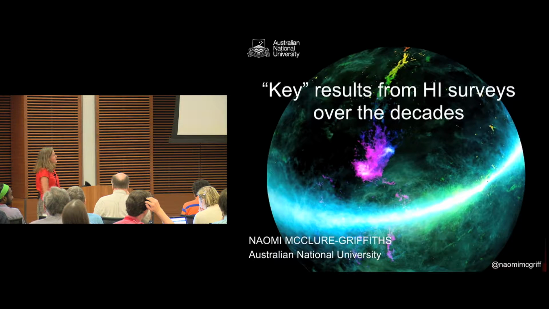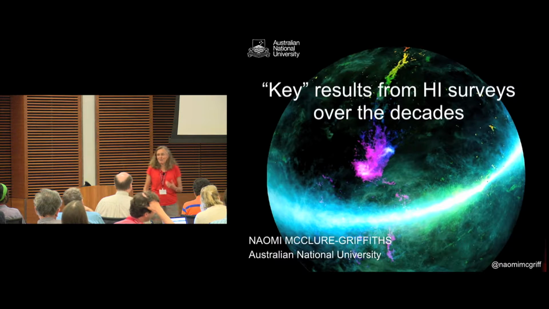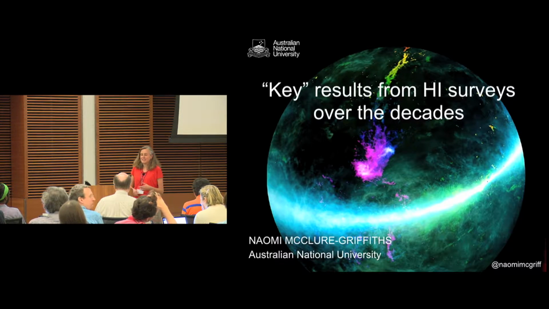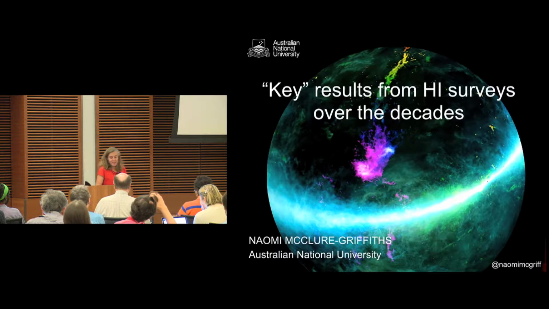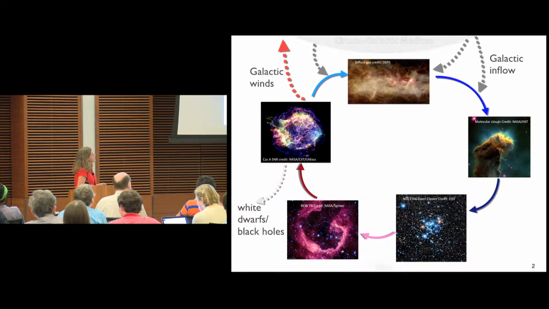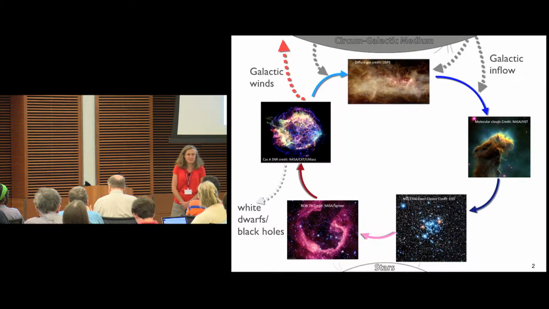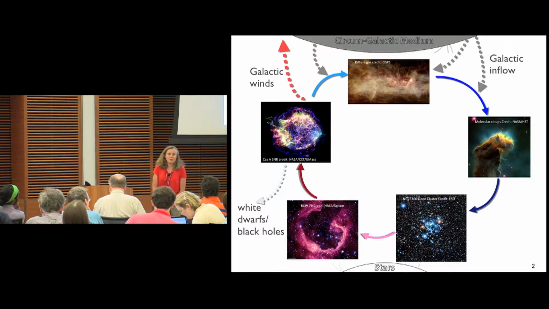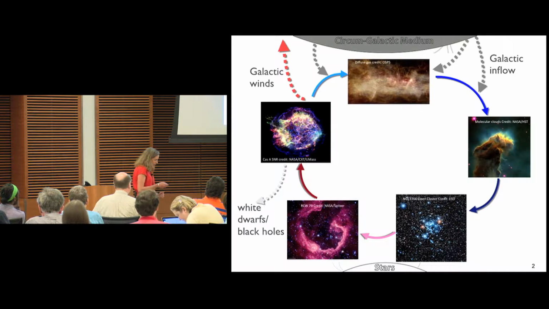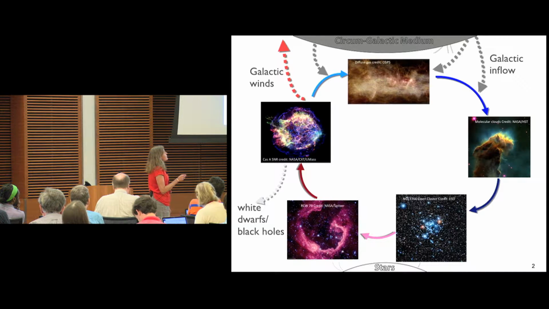So I'm going to talk about key results, key being as defined by me, over the decades, which really is largely limited to the decades of which I have experience. So atomic hydrogen is a wonderful thing. It allows us to trace out the cycle of galaxies. By using atomic hydrogen, we can trace out how galaxies work in their almost entirety. We can trace gas inflow, we can trace gas outflow, the conversion from diffuse atomic through to molecular gas.